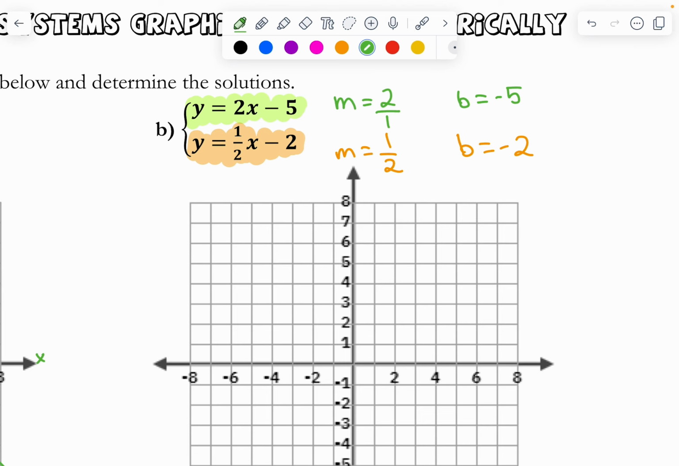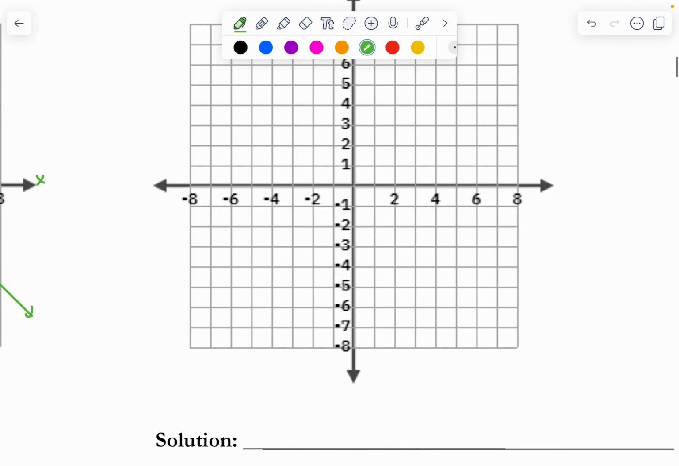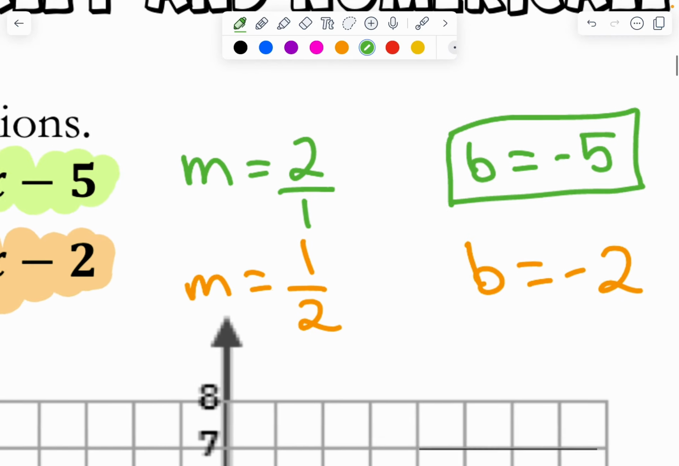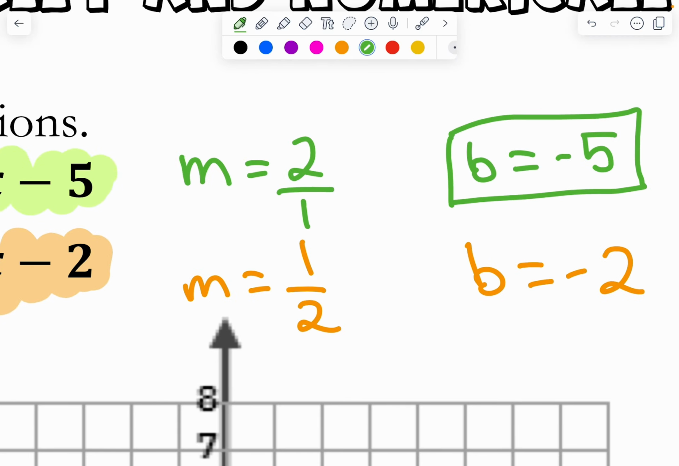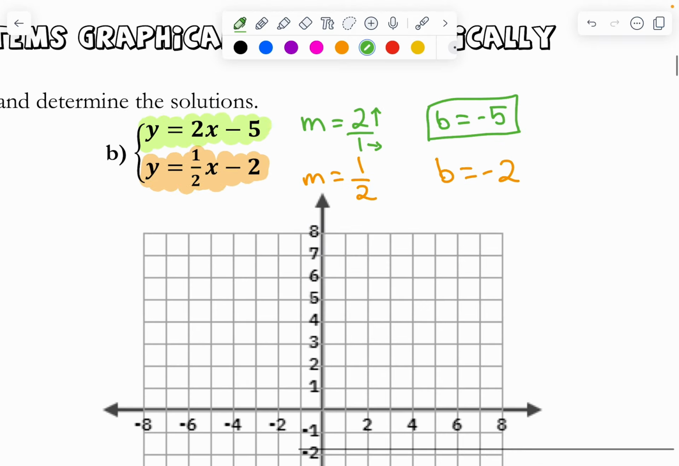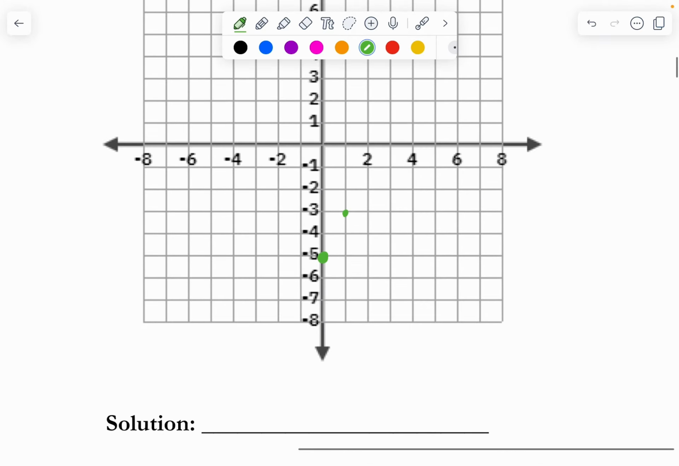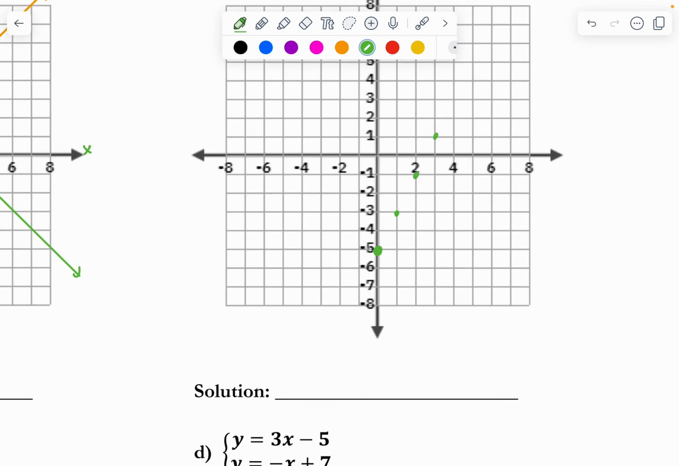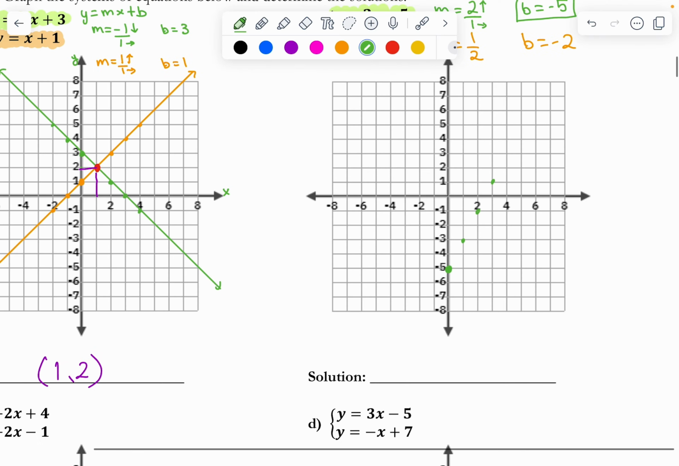So for the green one, first things first, my b is negative 5. So on the vertical line here, we're going to make my first point at negative 5. Then, because this 2 is positive, I know it's going to go up 2 to the right 1. So up 2 over 1, up 2 over 1, and you can keep going, but I'm just going to stop right here.